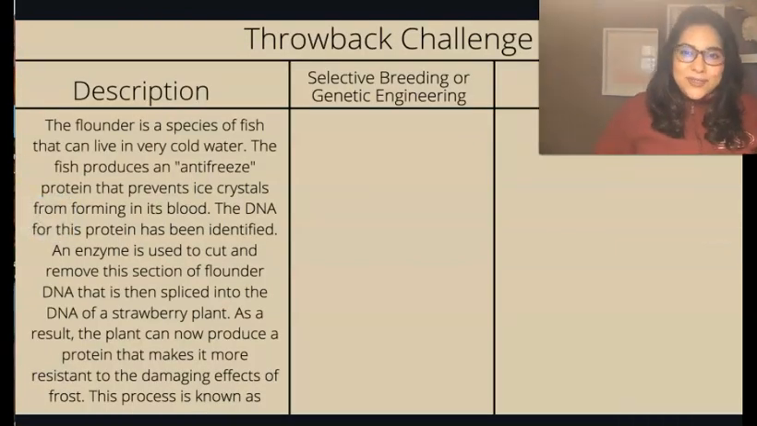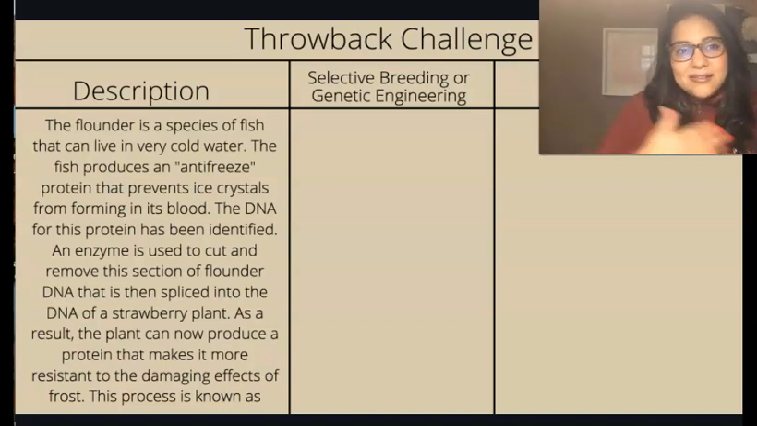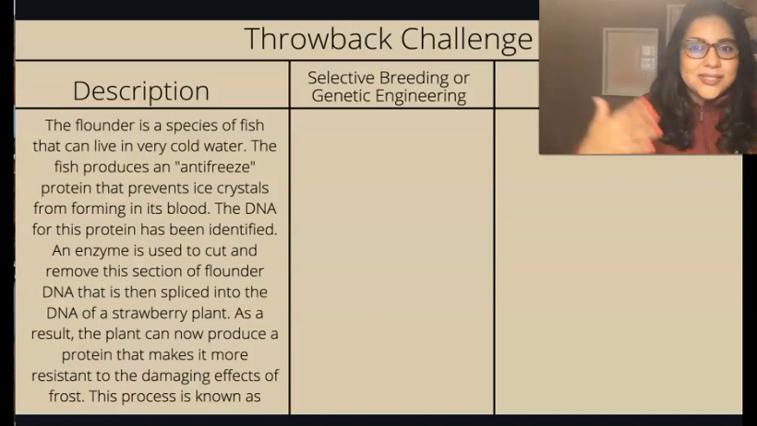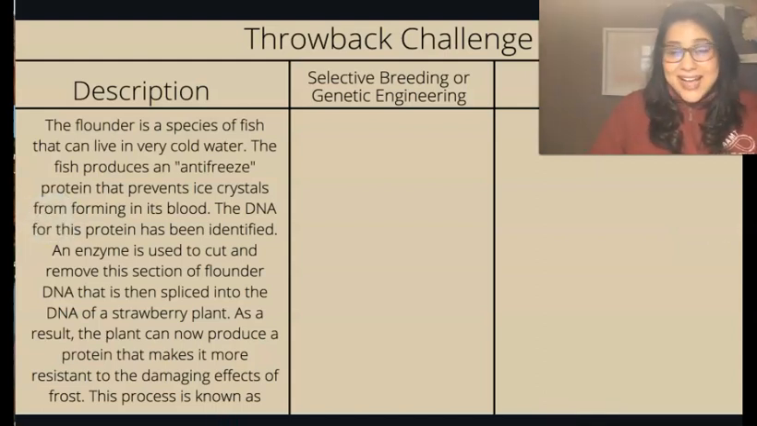All right, so I love doing throwback challenges with my students because it allows you to review content that you've done previously and send a signal to your brain that says, this is important, let's not forget this. So you're going to read a description of a process, and it has to do with strawberries. What a coincidence. And you are to determine if this process that's being described is an example of selective breeding or genetic engineering. And in the third column, you're going to jot down all the clues that made you come to that conclusion. All right, so let's get this started.